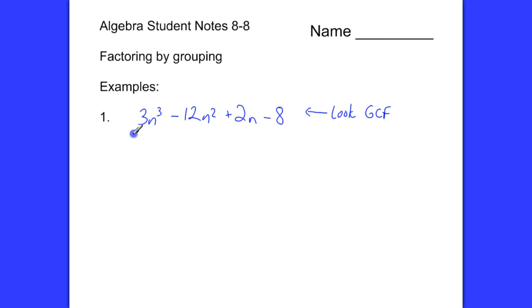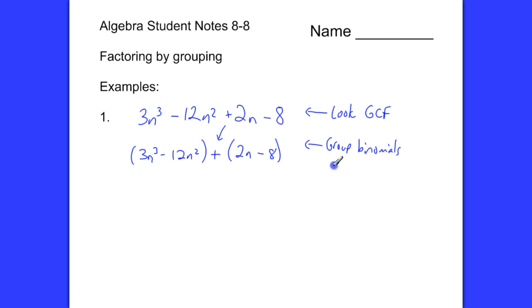Since we don't have a factor we can take out, I'm going to group into binomials. Here's what it looks like. I'll do it on the next line just for the sake of the notes. I'm going to put the first two terms, 3n to the third minus 12n squared, in parentheses. Bring this sign down here. That sign has to stay the same. If it's subtraction, you can change it to addition. And I'm going to group the second two terms. Now this might look a little bit familiar to you at this point.